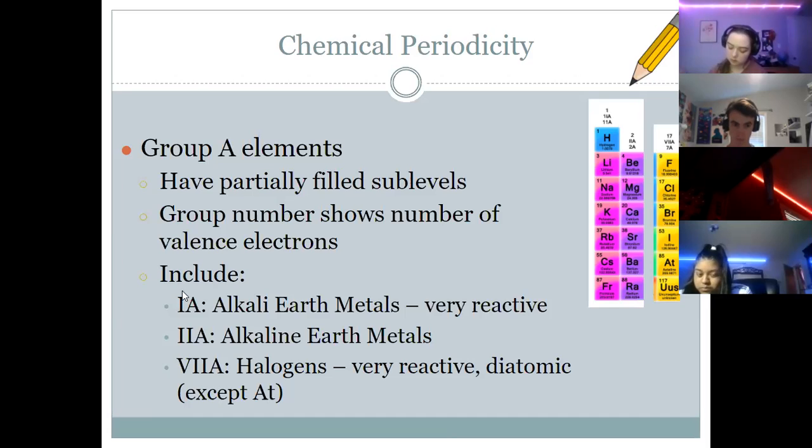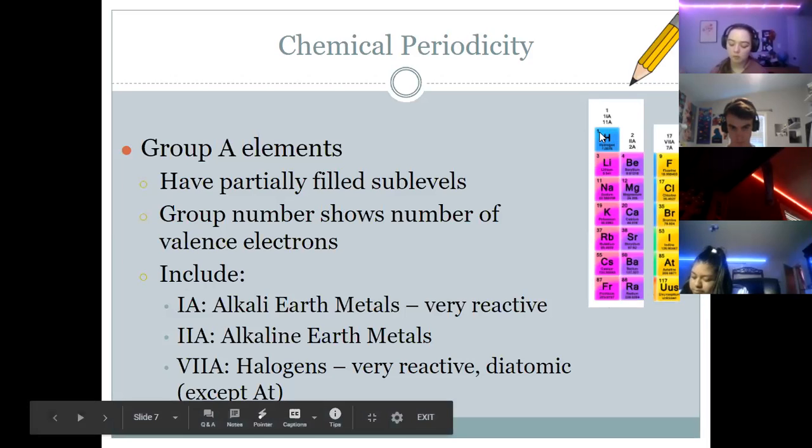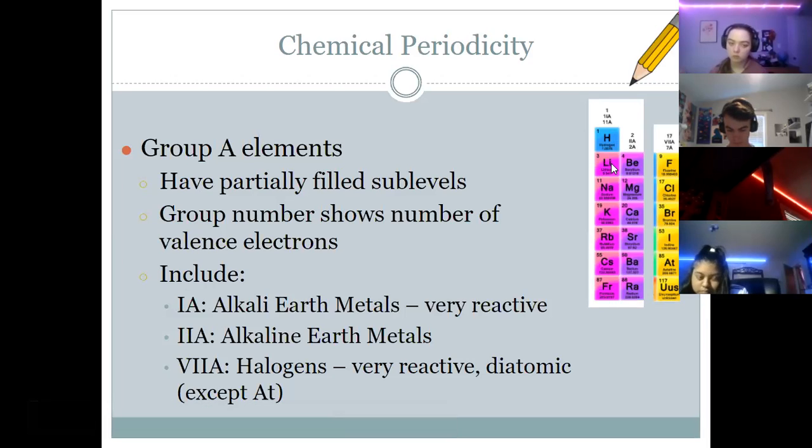All right, so we have group 1A, and these are known as your alkali metals. This is the very first column in the periodic table. Everything in this column is considered an alkali metal, with the exception of hydrogen. Hydrogen is funky, and it's not a metal. But lithium, sodium, potassium, rubidium, cesium, and francium are all alkali metals.